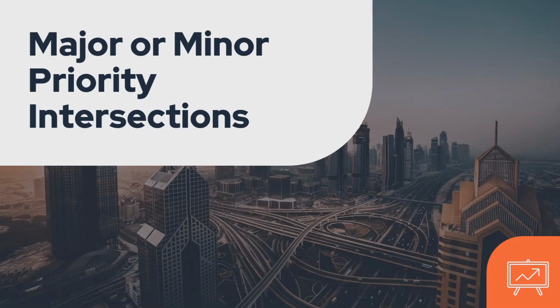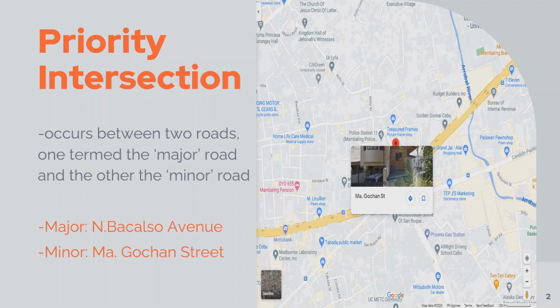Now that we have discussed design reference flows, we will move on to their implications in major or minor priority intersections. A priority intersection occurs between two roads, one termed the major road and the other the minor road. The major road is the one assigned a permanent priority of traffic movement over that of the minor road. The minor road must give priority to the major road, with traffic from it only entering the major road when appropriate gaps appear. The principal advantage of this type of junction is that the traffic on the major route is not delayed.